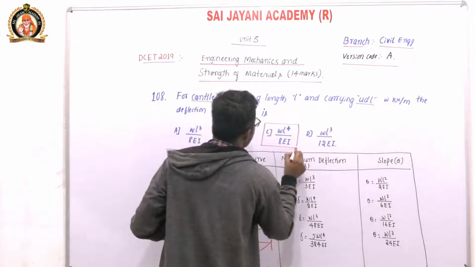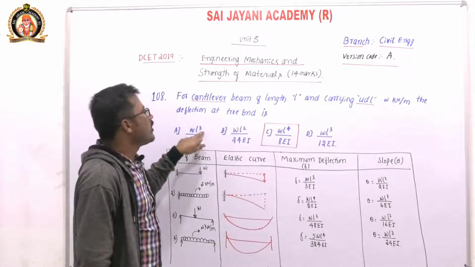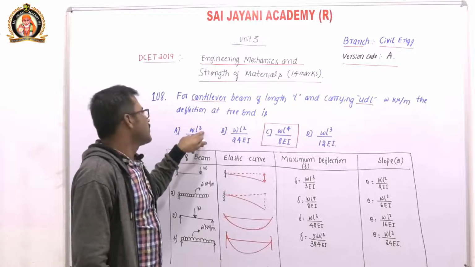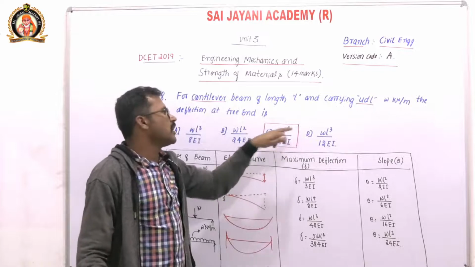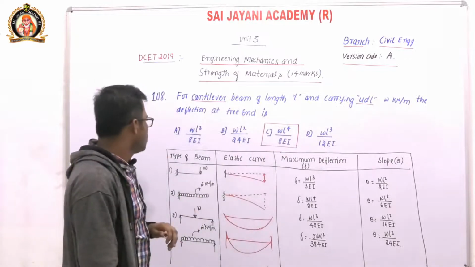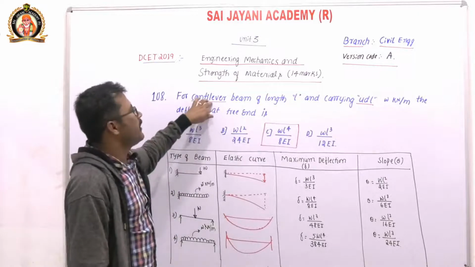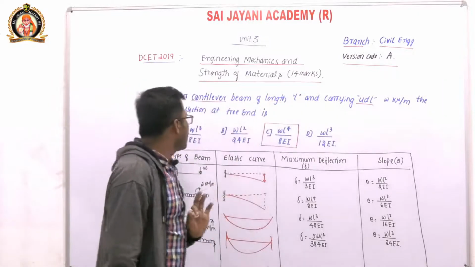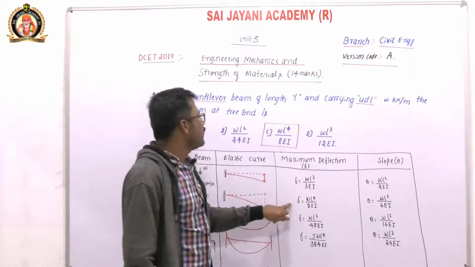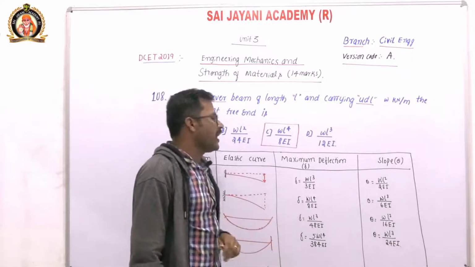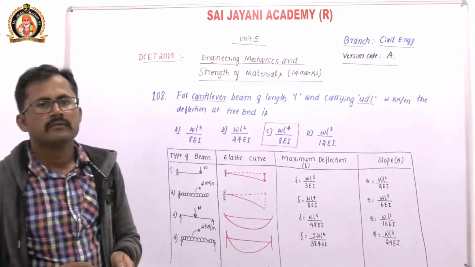Option A looks similar, but the power is 3. For UDL, the power cannot be 3, the power of length is always 4. So from this table, it's clear that for a cantilever beam of length L and carrying UDL, the deflection at free end is always WL to the power 4 divided by 8EI.